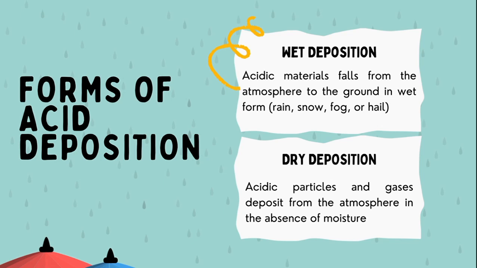Now, the forms of acid deposition can be divided into two. The first one is wet deposition and the second one is dry deposition. In wet deposition, acidic materials fall from the atmosphere to the ground in wet form, like rain, snow, fog, or hail. So wet deposition is what we most commonly think of as acid rain. While in dry deposition, acidic particles and gases deposit from the atmosphere in the absence of moisture.